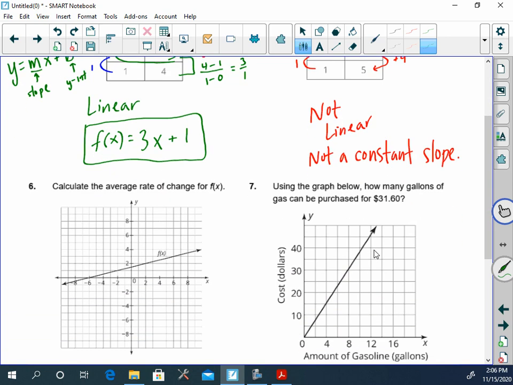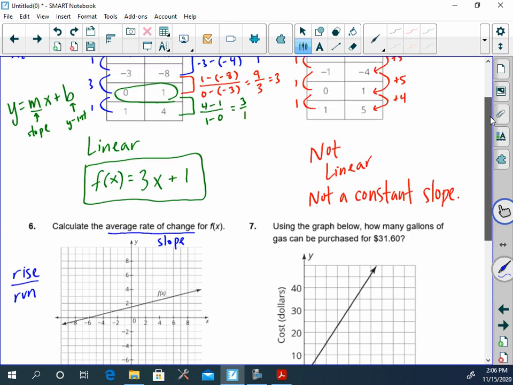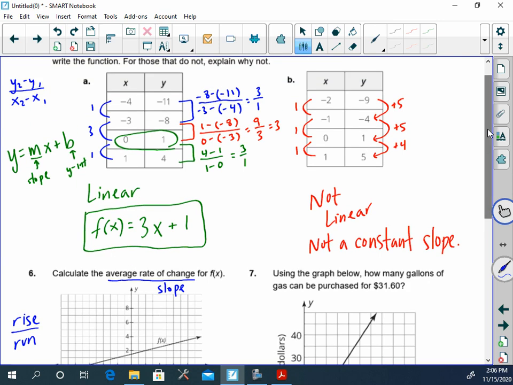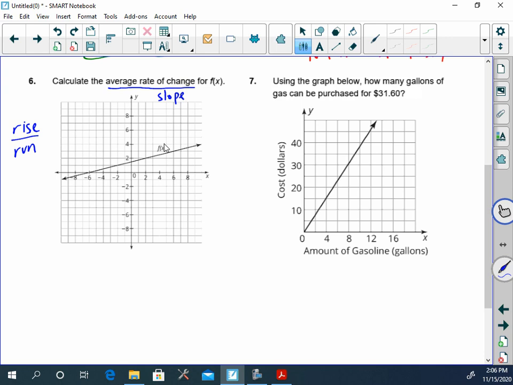All right, so down here, calculate the average rate of change for our f of x. So average rate of change is really just saying find the slope. So slope, we can do rise over run. A lot of times we do that when we see the graph. But if you really wanted to, you could pick 2 of the points off of the graph, and you could use this equation that we used up here, and you get the same thing, okay? A lot of times when we see the graph, we just do rise over run.